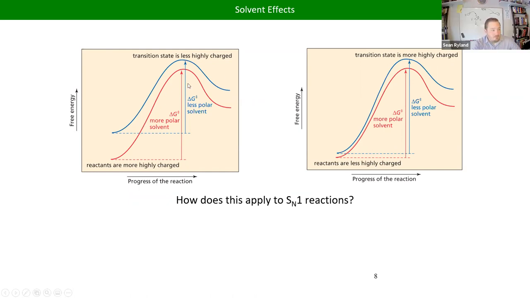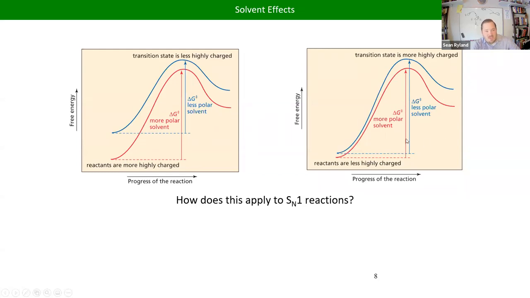All right, so these are similar figures to what I was just drawing. This would be for SN2 reactions. If the reactants are more highly charged, then if we put it in a more polar solvent, we're going to stabilize those reactants more. If we consider the blue one to be our standard, and then put it in a more polar solvent, we're going to stabilize everything a little bit. But if we stabilize the reactants more than the transition state, that's going to slow this reaction down.